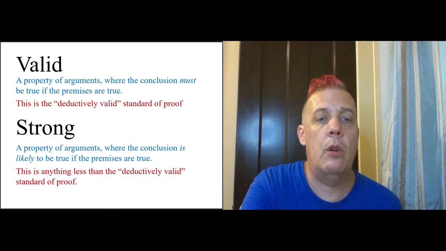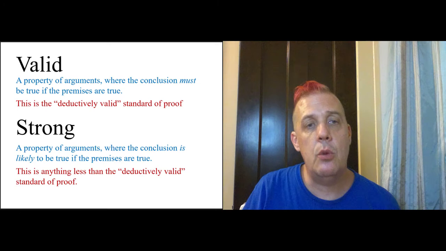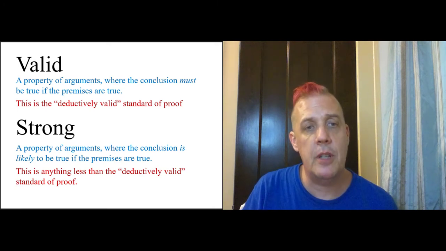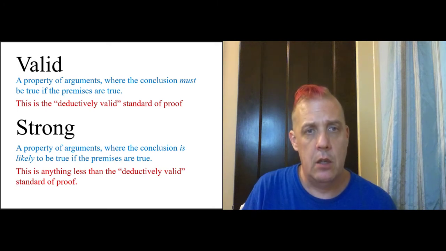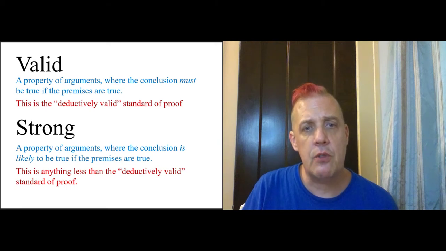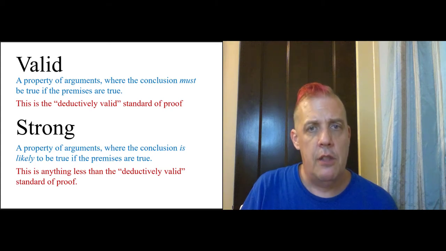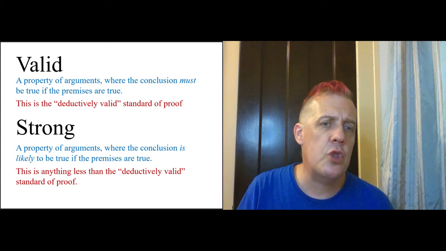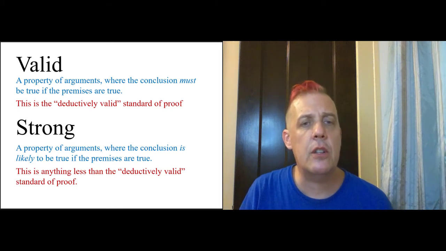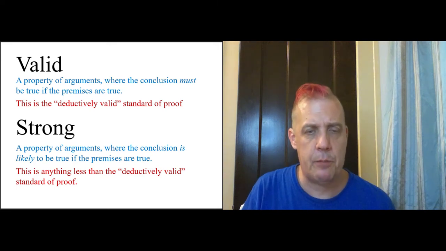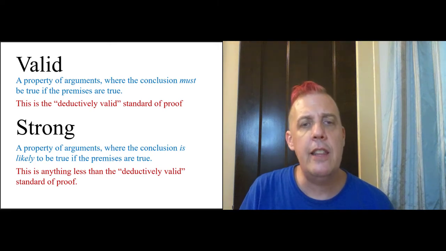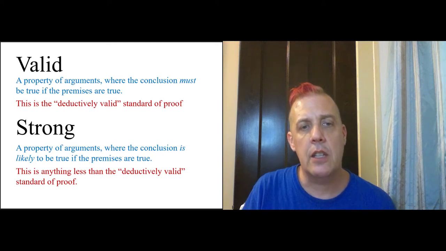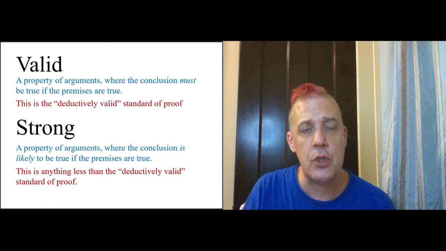So what we're going to do is introduce a new idea. We're going to say that an argument can be strong. The difference between validity and strength is that validity makes the argument certain. The conclusion must be true if the premises are true. With strength, we just say that the conclusion is likely if the premises are true. So anything less than deductively valid can count as strong.